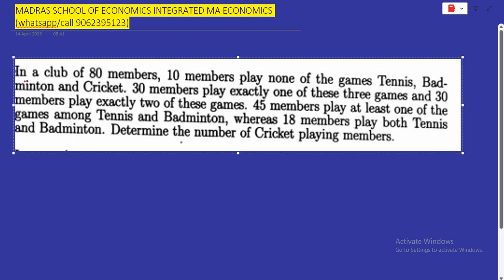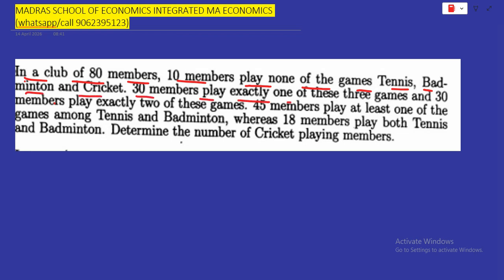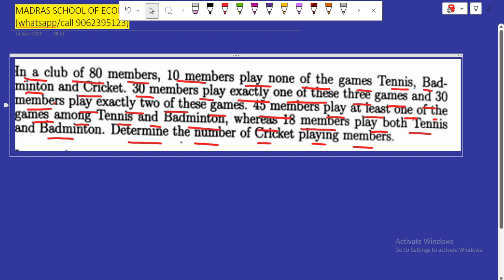The question says, in a club of 80 members, 10 members play none of the games tennis, badminton, and cricket. 30 members play exactly one of these three games, and 30 members play exactly two of these games. 45 members play at least one of the games among tennis and badminton, whereas 18 members play both tennis and badminton. So determine the number of the cricket playing members. Okay, this is a very nice question.